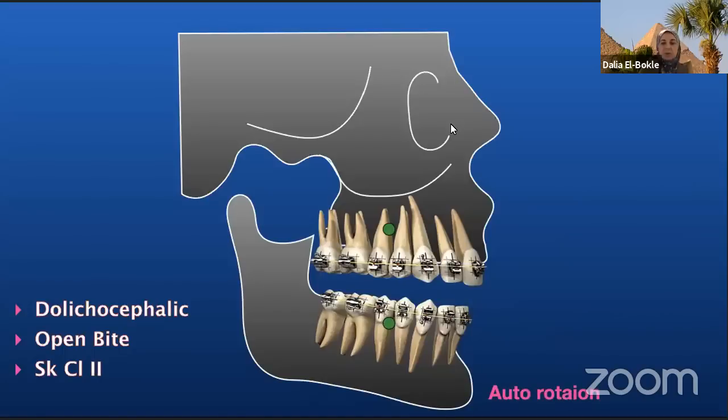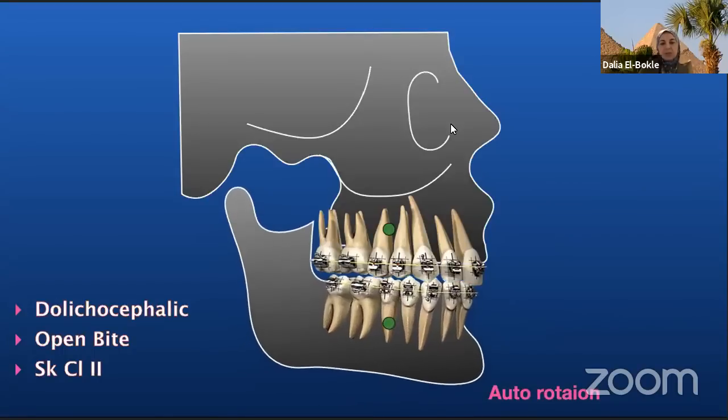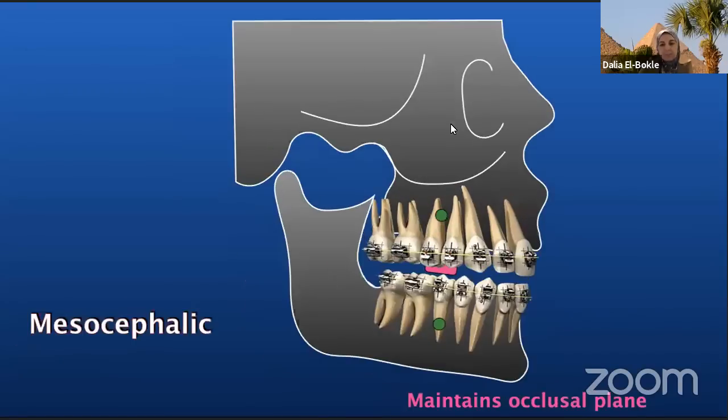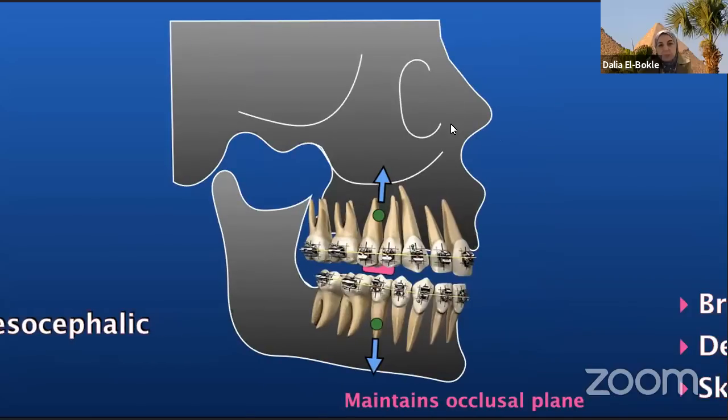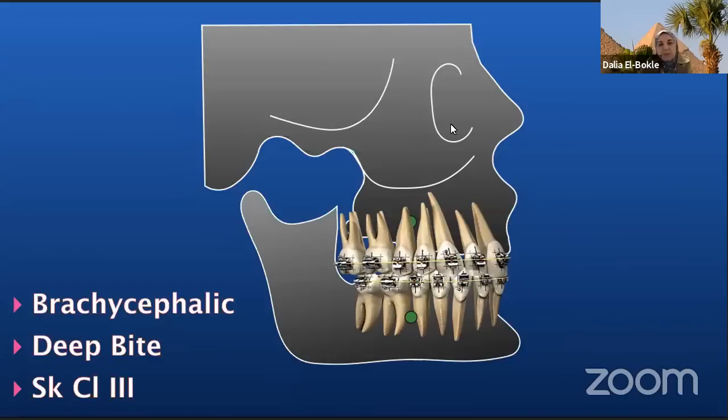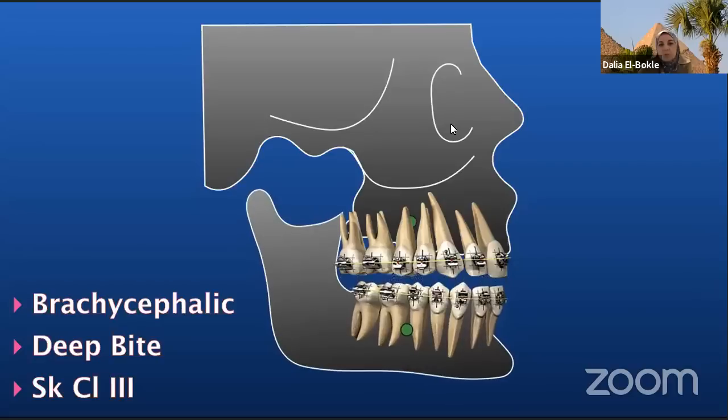As the patient closes, there will also be auto-rotation of the mandible, resulting in improvement of the class 2 relationship as well as the open bite. Whereas for mesocephalic cases, always aim for the premolars, because in this case you will maintain the occlusal plane and the face height ratio. For brachyfacial types, I prefer to place the disarticulation anteriorly on the palatal of the upper incisors to allow for molar extrusion vertically, especially if there is a deep bite.